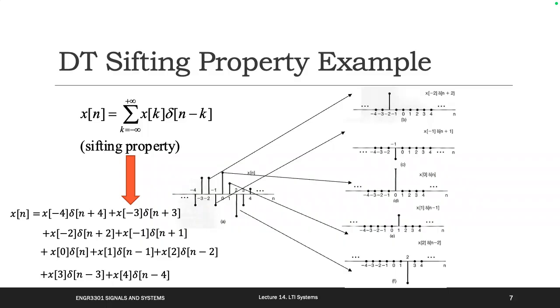temporarily. Delta n-3 is just when n equals 3, it is 1. Otherwise, it will be 0. Am I right? Yes, you are right. It is just a shift. This 1, 2, 3 and 1, 2, 3 here. This is just delta n-3.